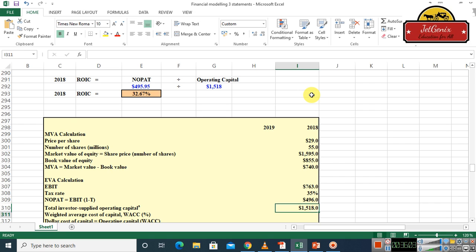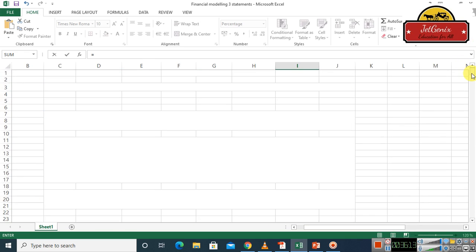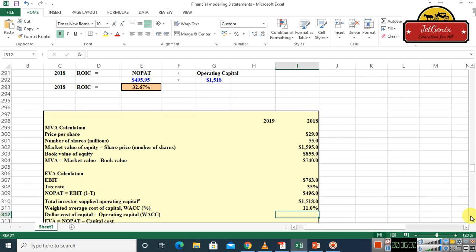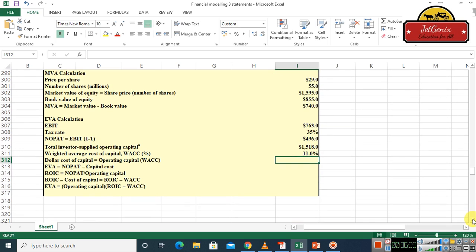1518, and here I'm going to select the weighted average cost of capital. So weighted average cost of capital is at the very top of this spreadsheet. Wait, it's somewhere here, weighted average cost, yes, this one, and press enter. Now we are going to calculate the dollar amount of cost of capital, which is equivalent to operating capital multiplied by this weighted average cost of capital.